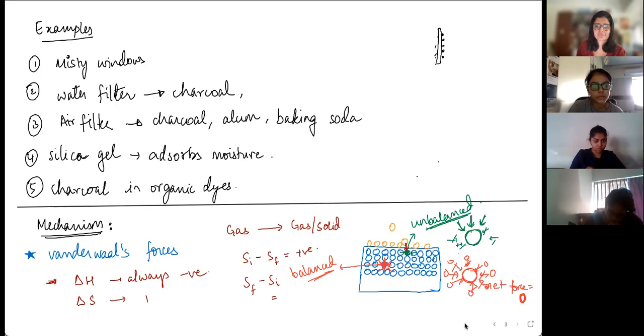Yes, ma'am. Can you repeat that? So initial minus final is a positive value. So final minus initial is going to be negative. So delta S is also negative.